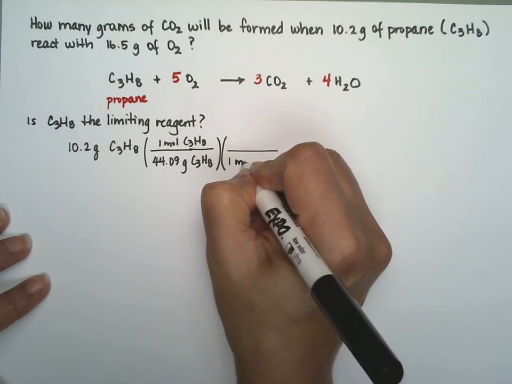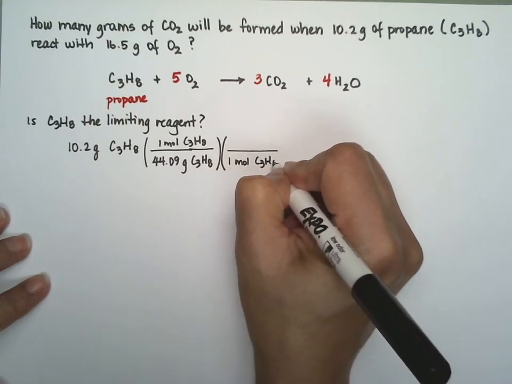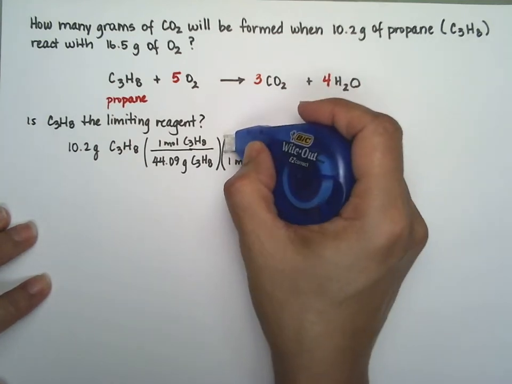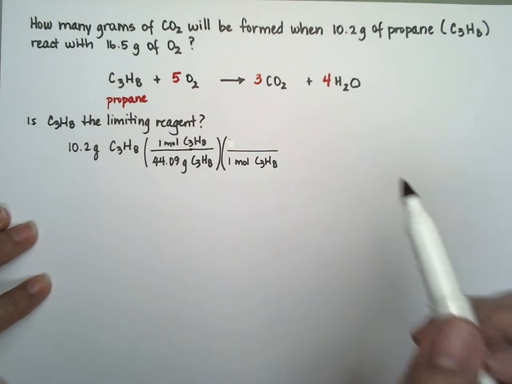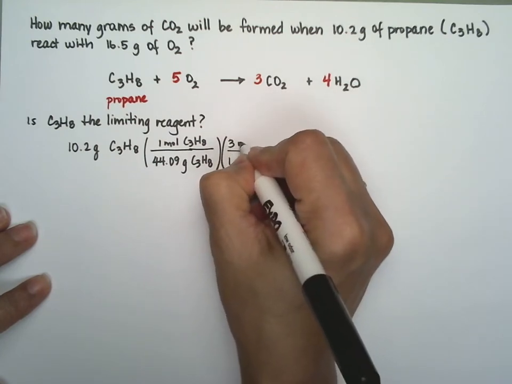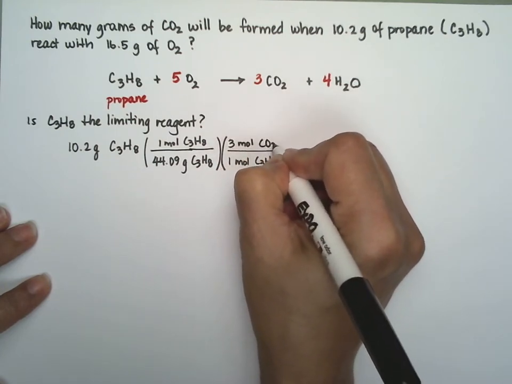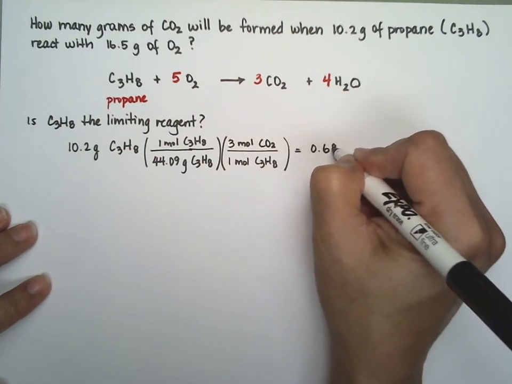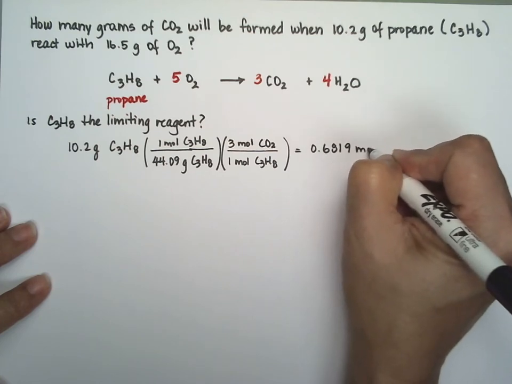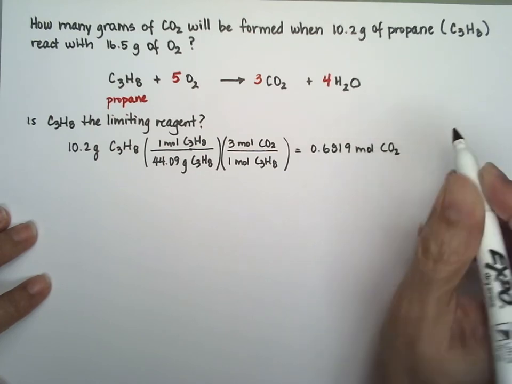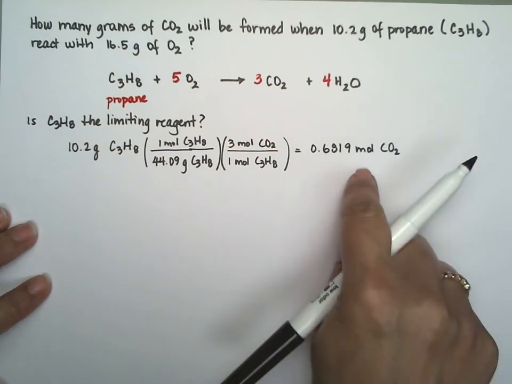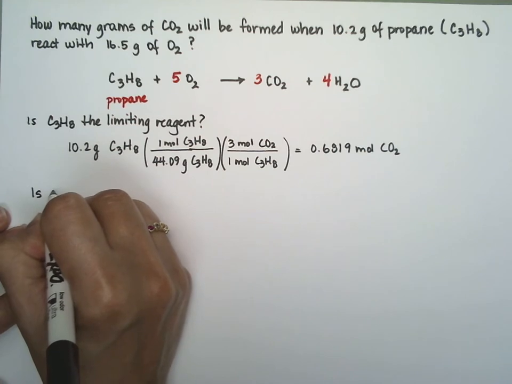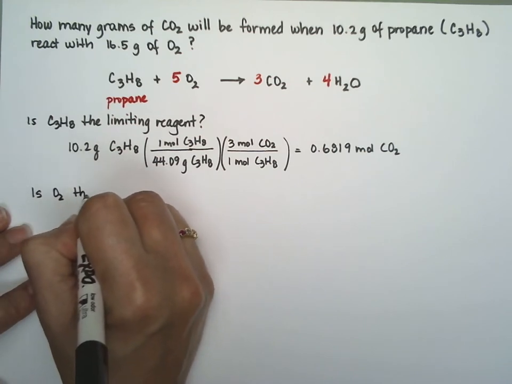So 1 mole of propane produces, and I don't know why I did that. Let me erase this real quick. I apologize for the mistake. 3 moles of CO2. All right. So I get 0.6819 moles of CO2 starting with 10 grams of propane, but could oxygen be the limiting reagent?